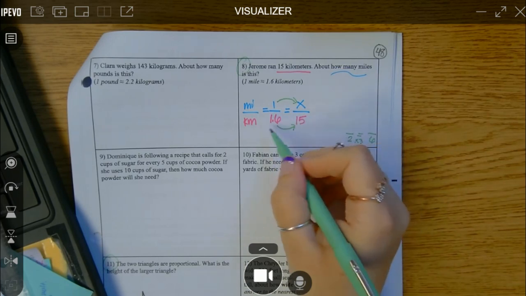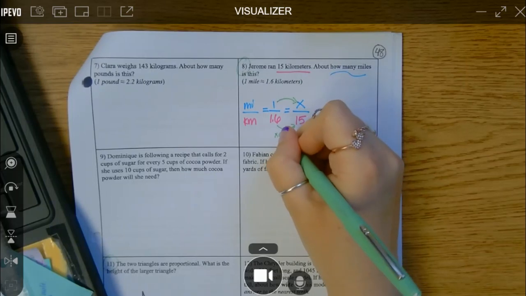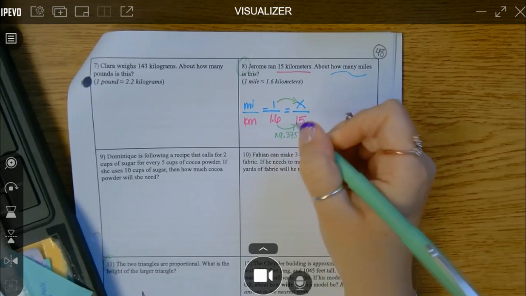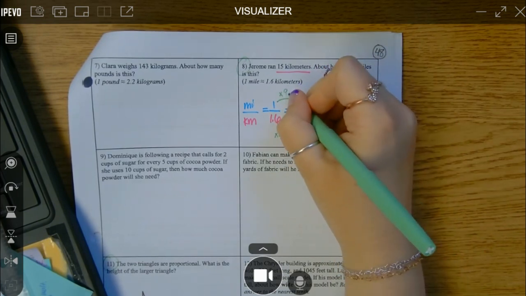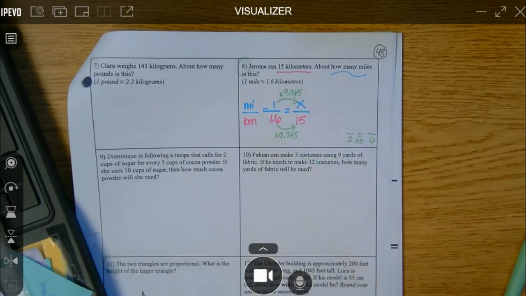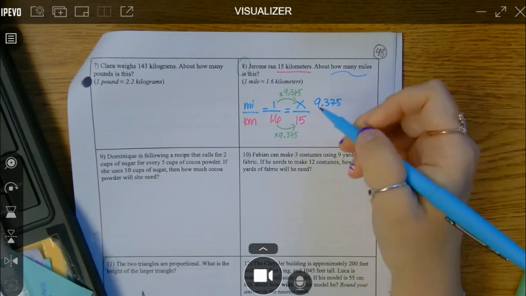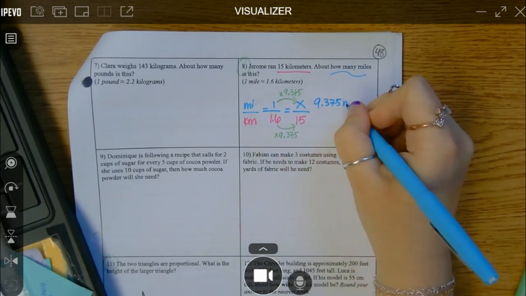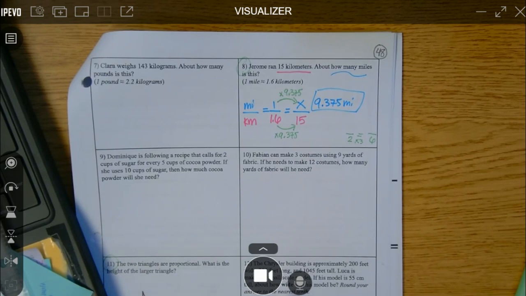Do 15 divided by 1.6. What do you get? 9.375. So 1.6 times this is equal to 15. So then do that same thing up top. 1 times that gives you exactly 9.375. And what were we solving for? The amount of miles, which double check. Yep, that's what they wanted me to solve for. So I know I'm good.